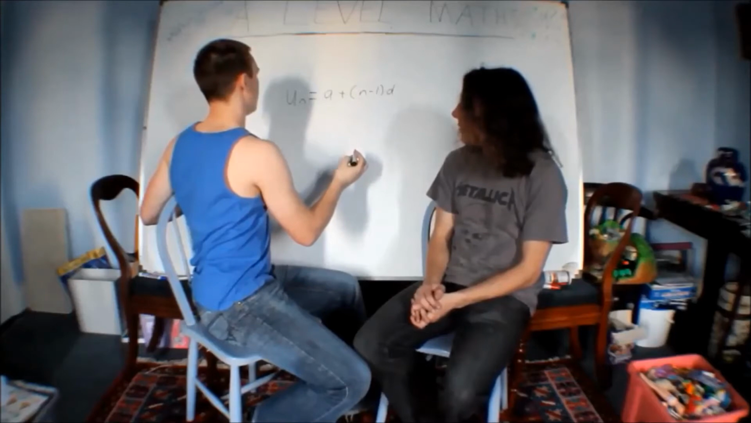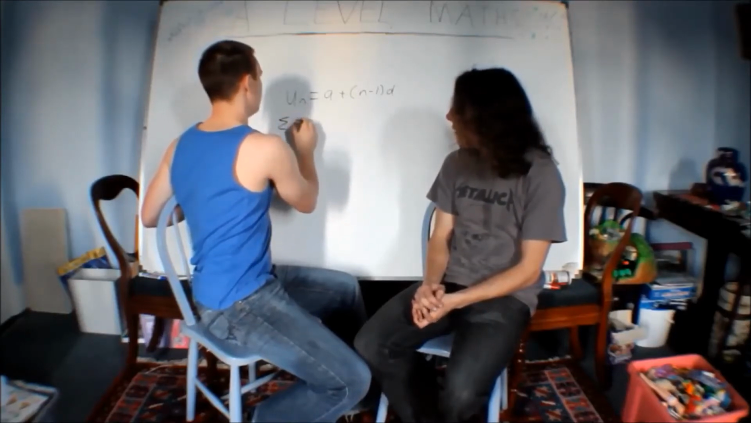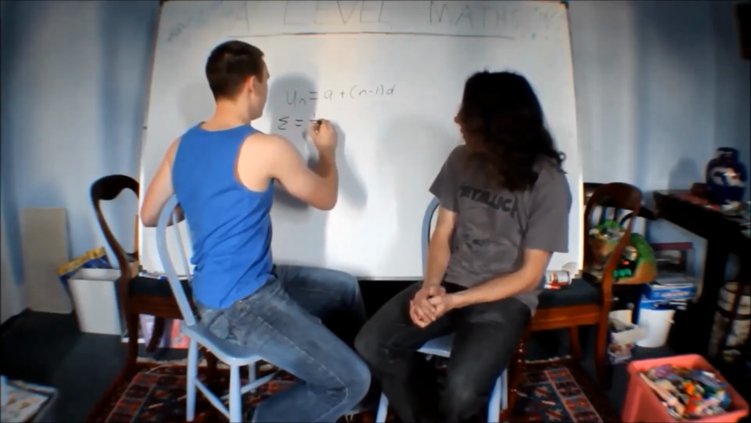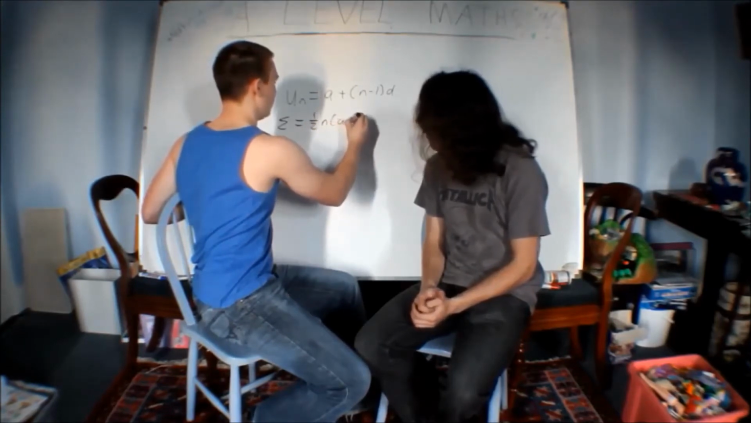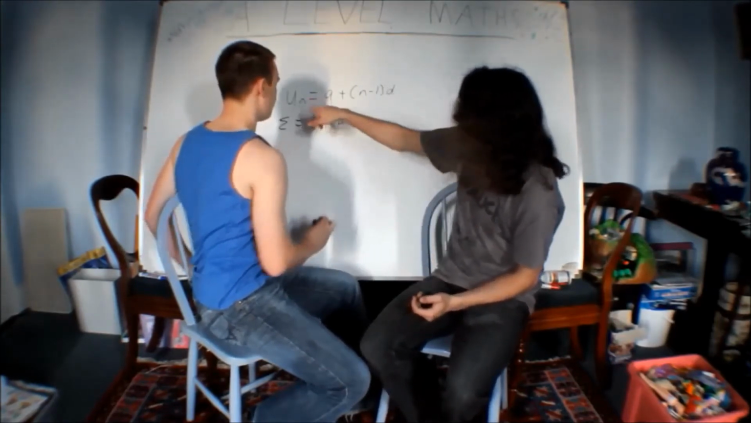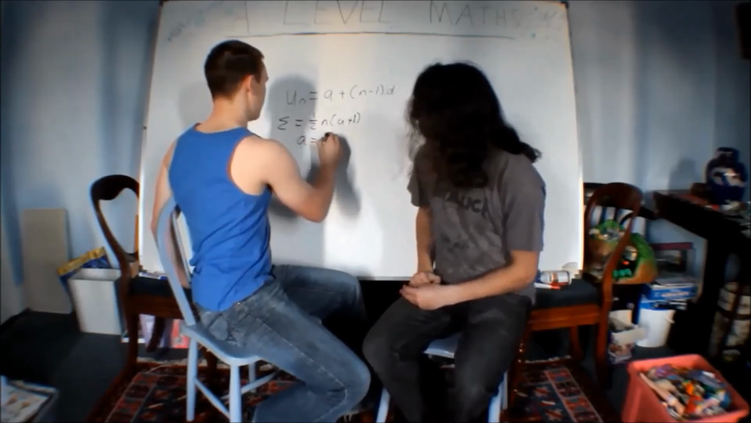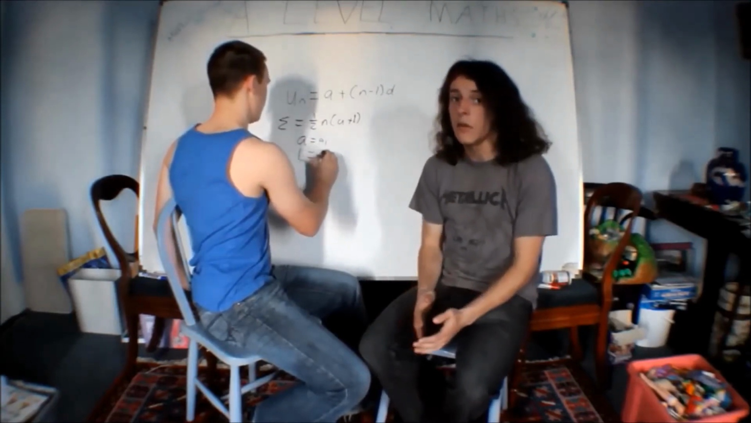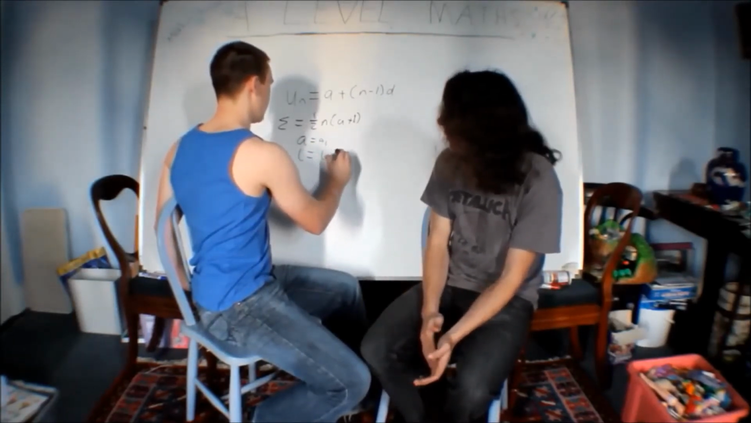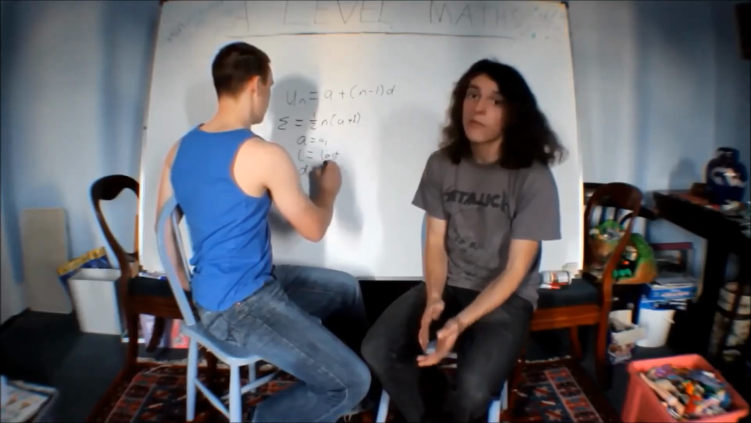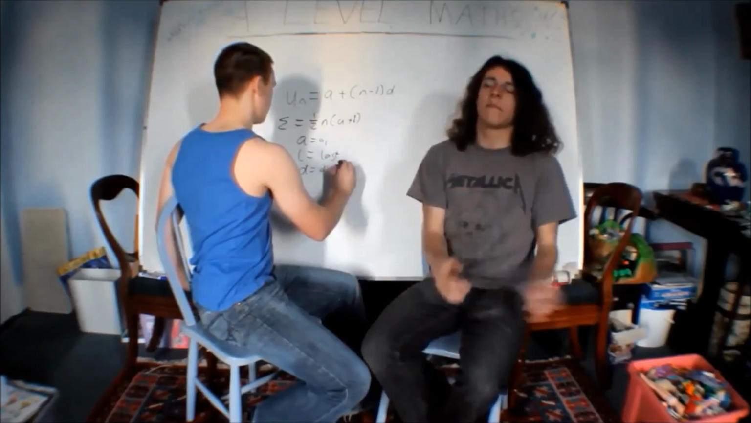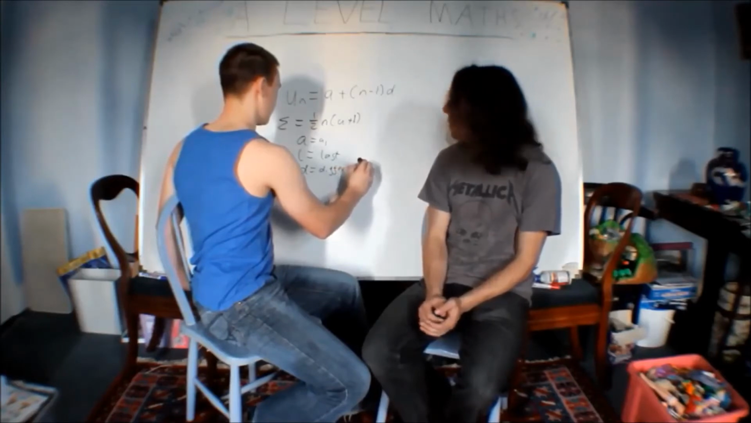The other one is the sum, equals half N times A plus L, where L is the same as that. A is just the first term, L is the last term, and D is the difference, which is always the same in each arithmetic sequence.